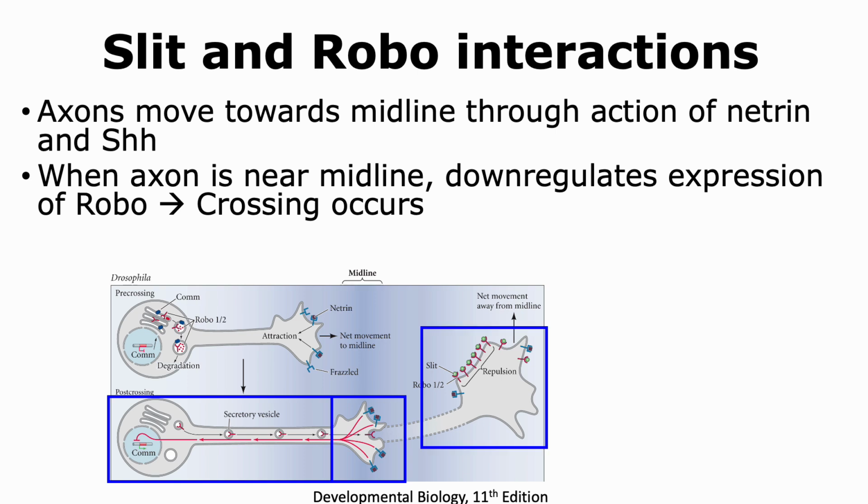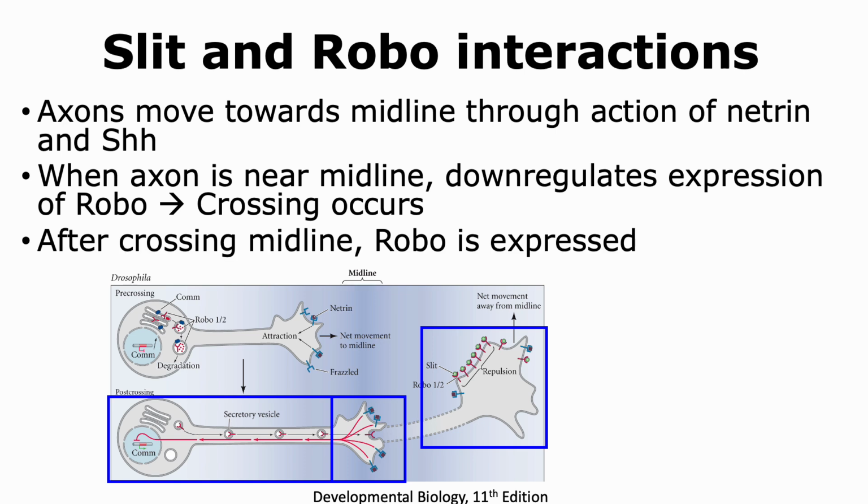Now, after crossing over, let's see what happens. Once crossing over has happened, robo is expressed in that growth cone. And now that robo is expressed in that growth cone, this axon cannot come back, and hence it remains on the other side of the midline.